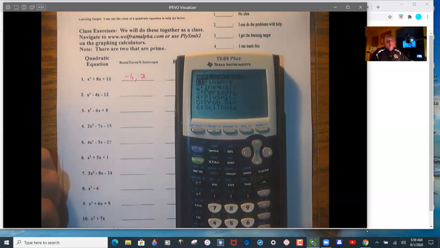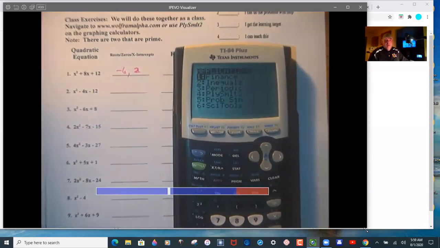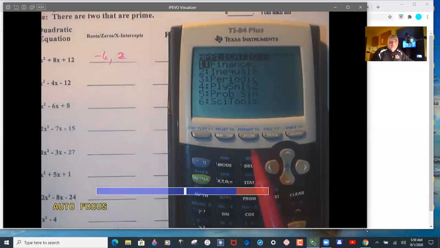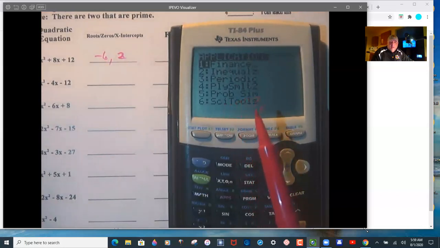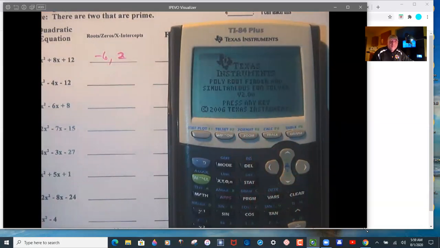And if you don't have this app, I'll have to give it to you. The school calculators have this on there. It's called PLY-SMLT2, and it might be farther down on your list, so you might have to scroll down. There might be a lot of stuff on your calculator. But anyway, we're going to get to this main menu.